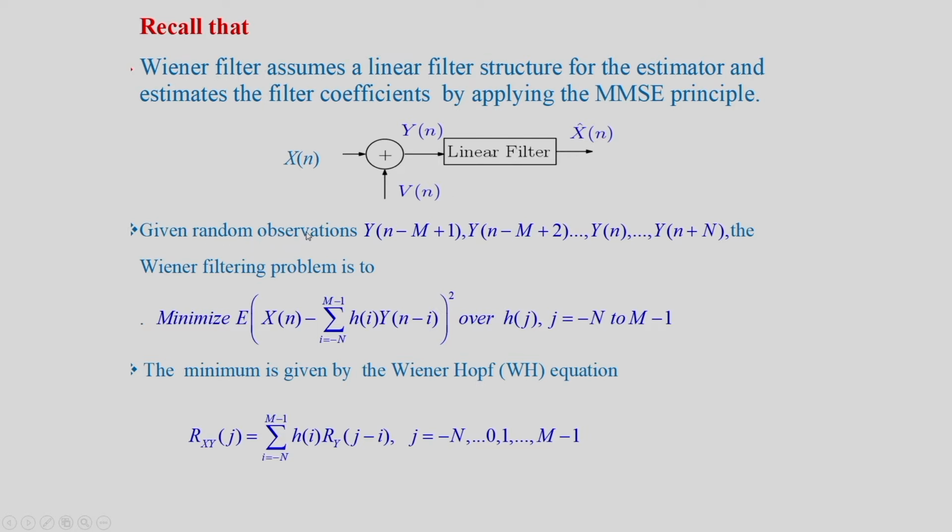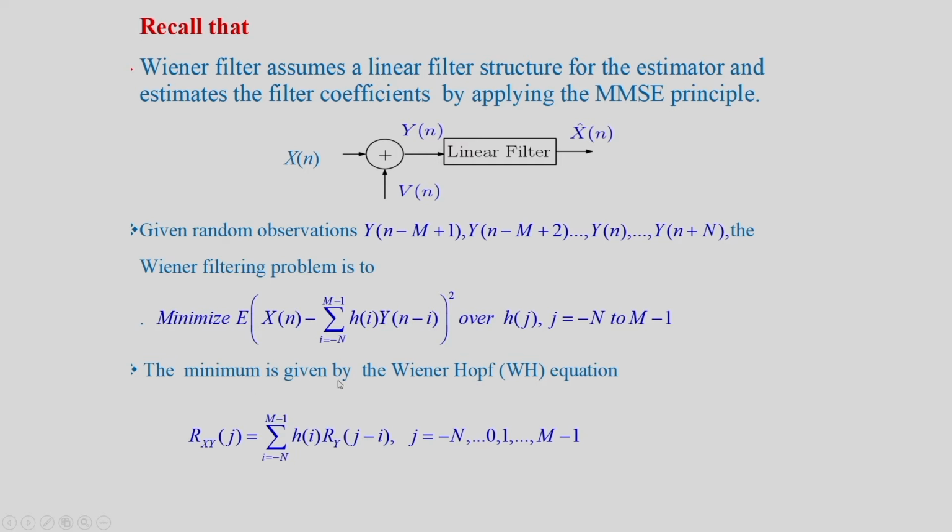Given the random observations y[n-M+1], y[n-M+2] up to y[n], and then up to y[n+N], the Wiener filtering problem is to minimize the mean square error. This is the mean square error over all filter coefficients h[j], j going from -N to M-1. This is the Wiener filtering problem.